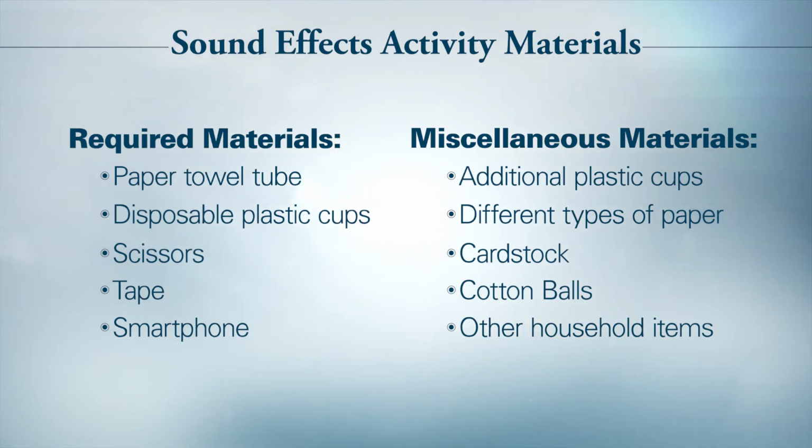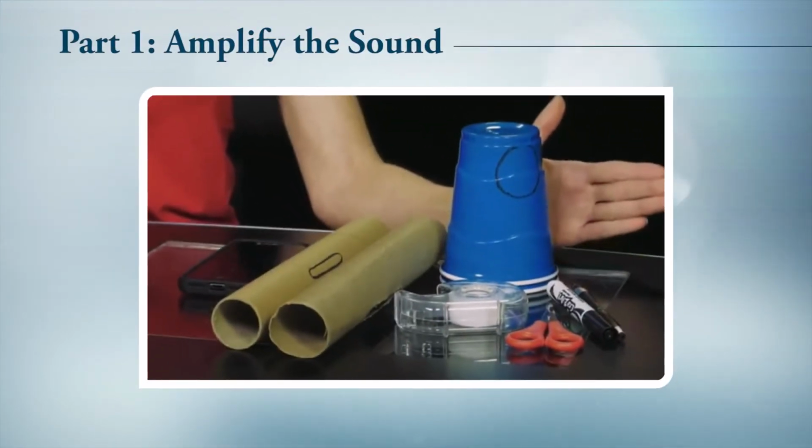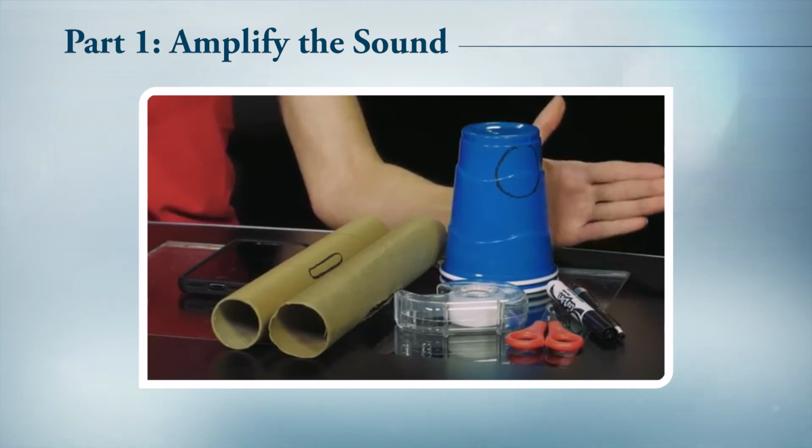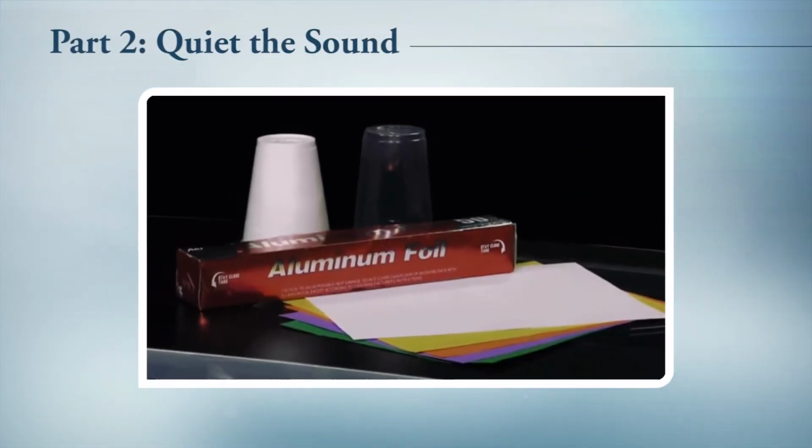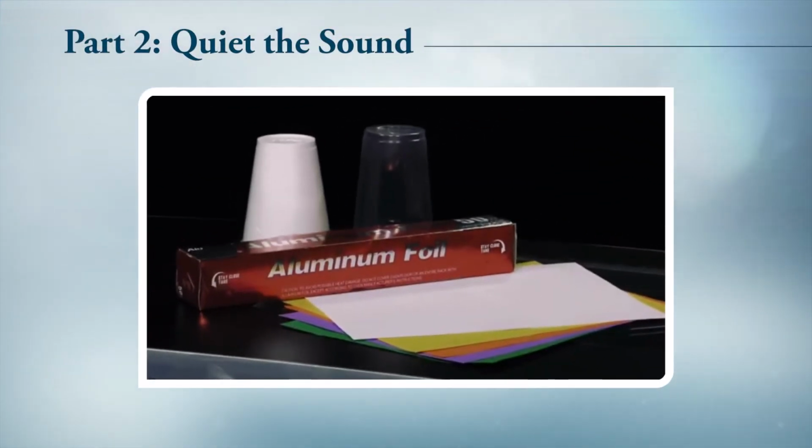For now, let's talk about the two different parts of the activity. The first part of the activity, you're attempting to increase or amplify the sound that you hear. You will need a smartphone, a paper towel tube, 2 plastic cups, scissors, markers, and tape if you like. For the second part of the activity, you'll need the design that you created in the first part to amplify, but you'll also need those miscellaneous materials. And when I say the miscellaneous materials, use what you have around the house.